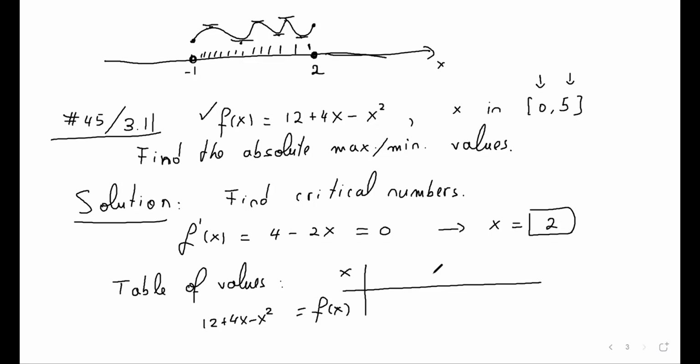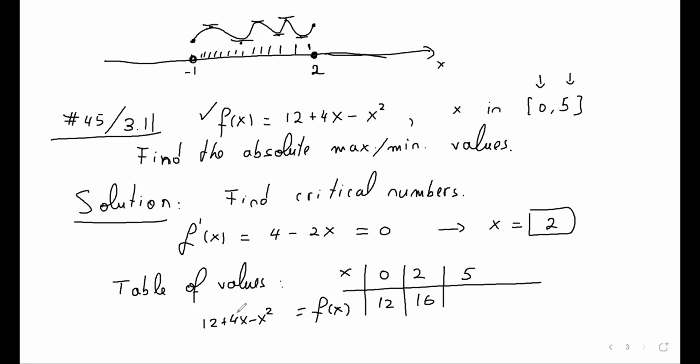Then you put in this table the number 2, obviously, but also the endpoints of this interval, 0 and 5. It would be nice to put them in increasing order, so let's put 0 first, and then 2, and then 5. Over here, we're going to put the values of f at these numbers. Plug in 0, we get 12. Plug in 2, 12 plus 8 minus 4. So 12 plus 8 is 20, minus 4, 16. There we go.